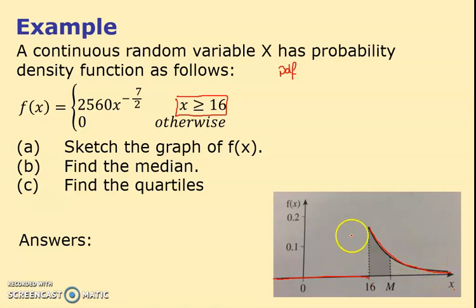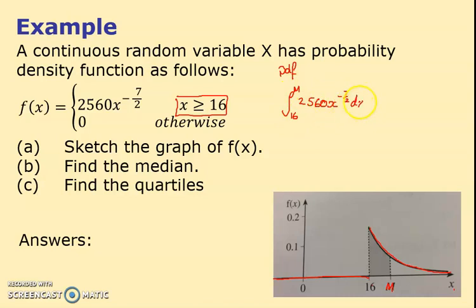Okay? Now at some point beyond this, this area here equals this area here. I don't know exactly where, that's why we call it m. So to find the median, we do the integral of 2560 x to the minus 7 over 2, starting at 16 and going up to some magical number m.